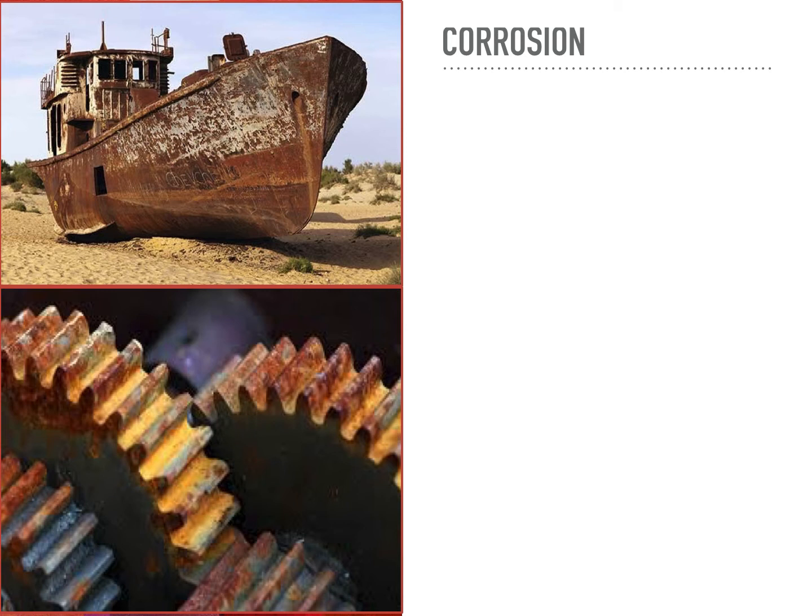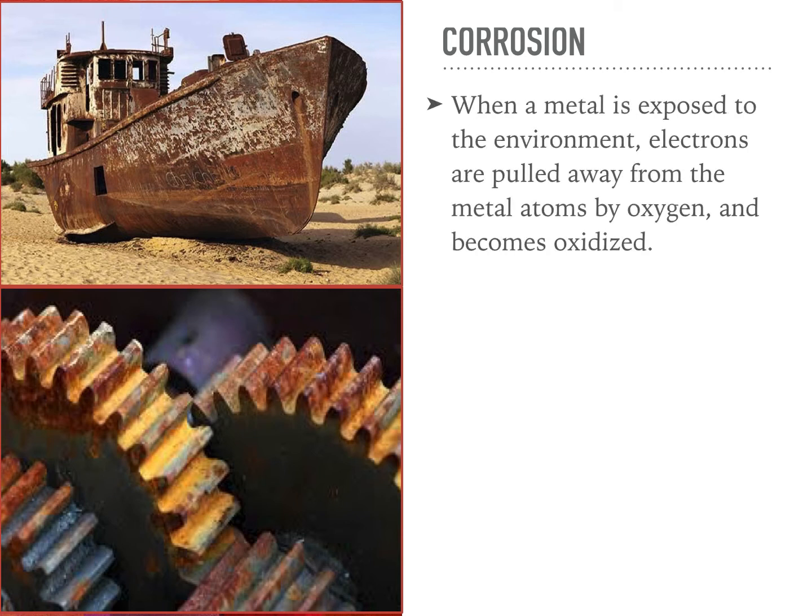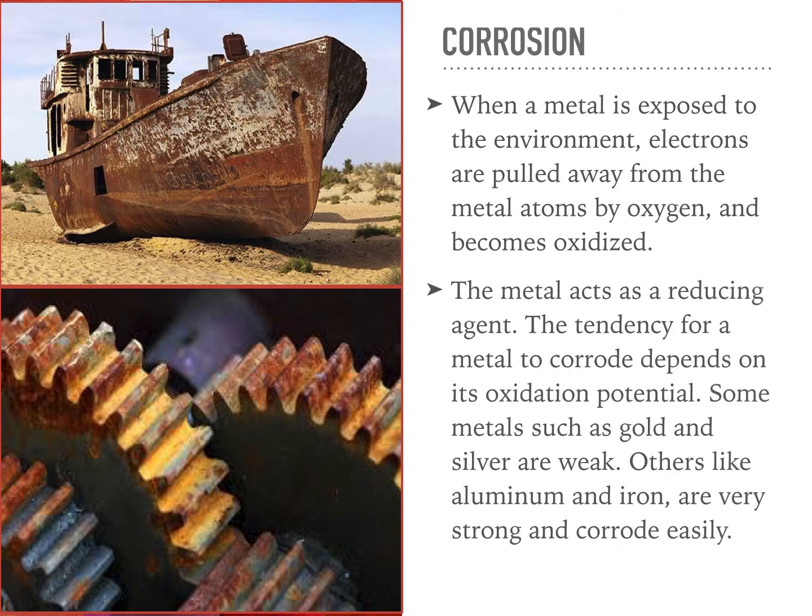Corrosion is commonly thought of as the breakdown of metals. When a metal is exposed to the environment, electrons are pulled away from the metal atoms by oxygen, and the metal is oxidized. The metal acts as a reducing agent. The tendency for a metal to corrode depends on its oxidizing potential. Some metals, like gold and silver, are very weak. They corrode very slowly, if at all. Other metals, like aluminum and iron, are strong reducing agents and corrode very easily.